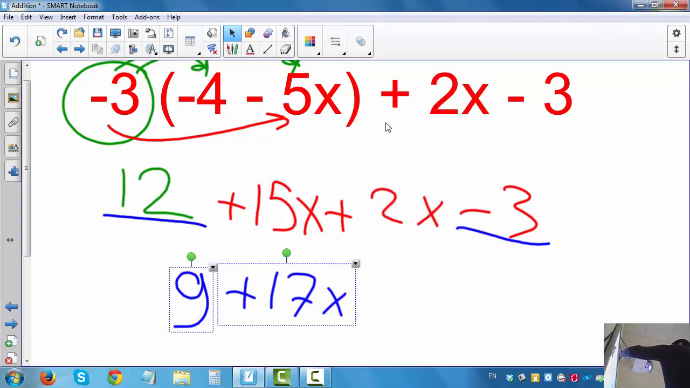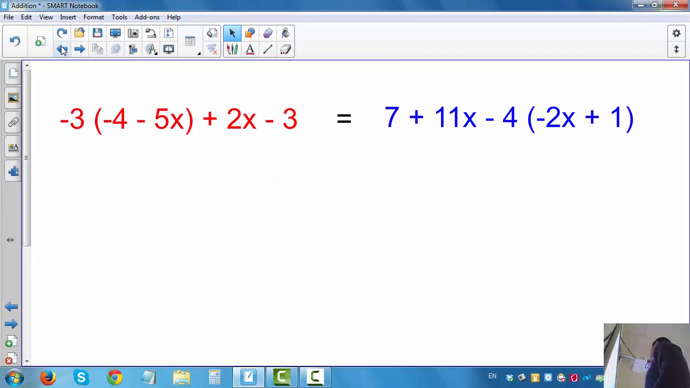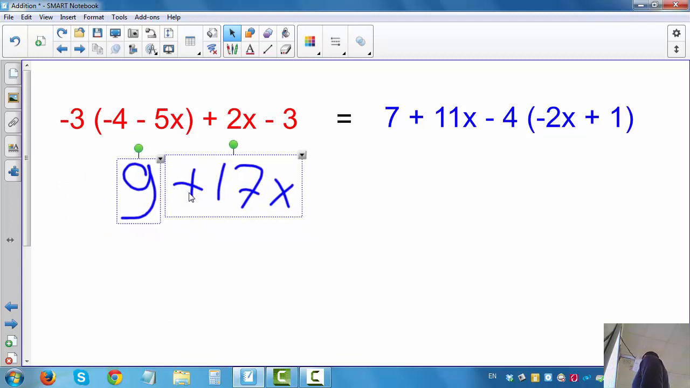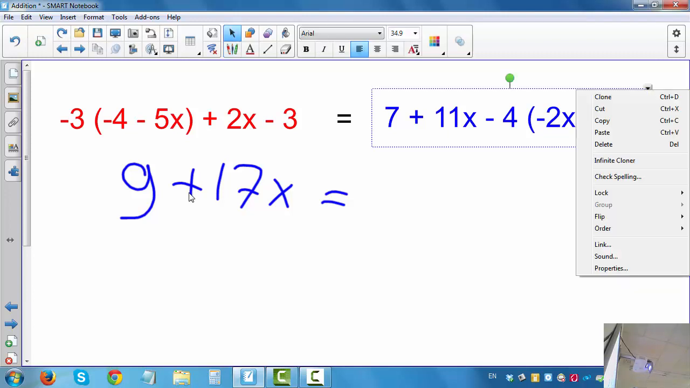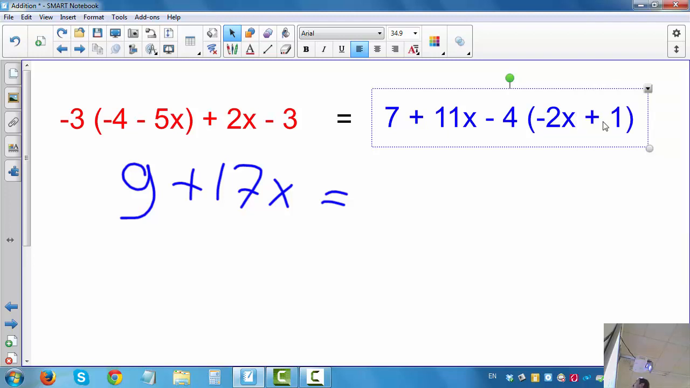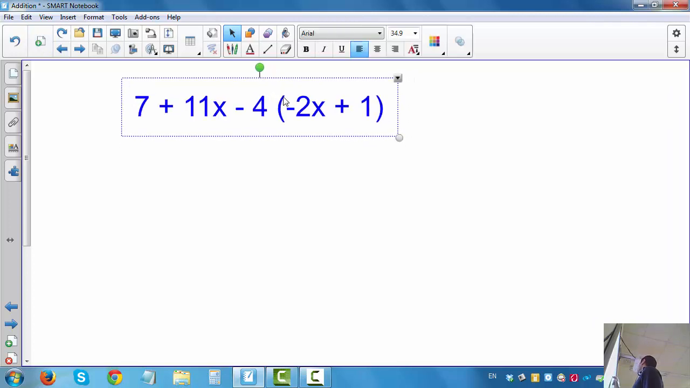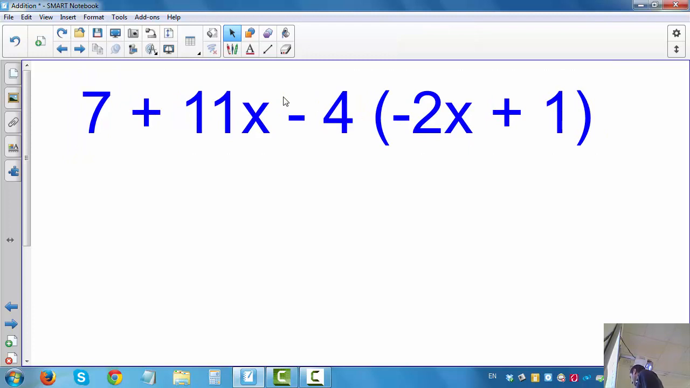So let's go back to the question. I know that this whole thing equals to whatever I find out. Equals. Now, how about that? Let's deal with this one now. Let's organize it. Let's open another page. So now this is the one I need to organize and deal with.